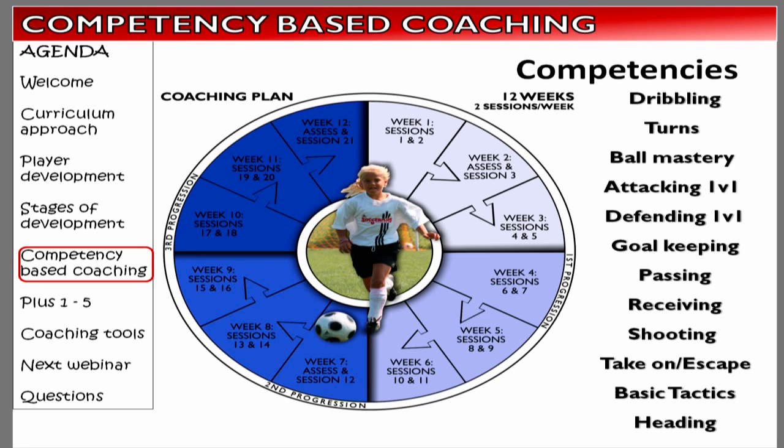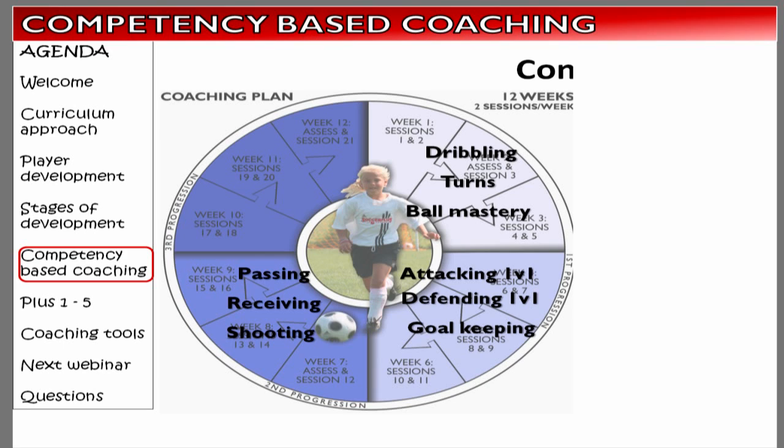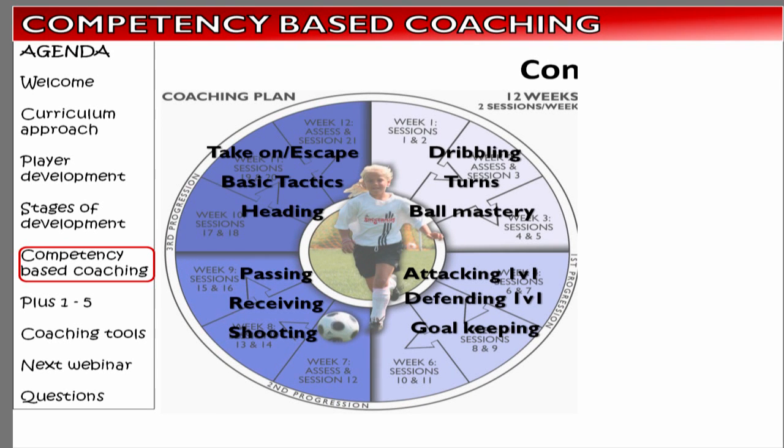On the right hand side are 12 key competencies for this stage of development. Often, overemphasis on gameplay at this stage of development will mean that these key competencies are often overlooked. We will talk in more detail in the second webinar about this model, but simply put, we need to slot in the 12 competencies over the course of a year if we expect our players to be competent by the time they get to the 4th and 5th stage of development in a game situation.